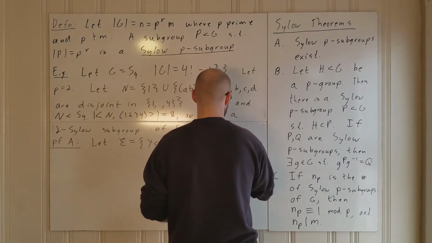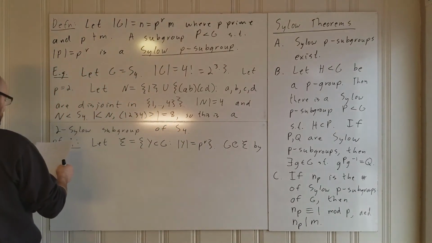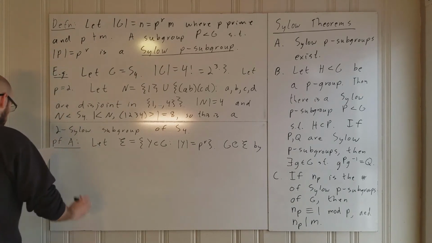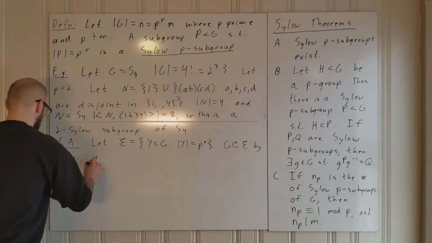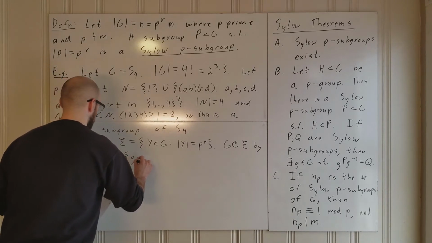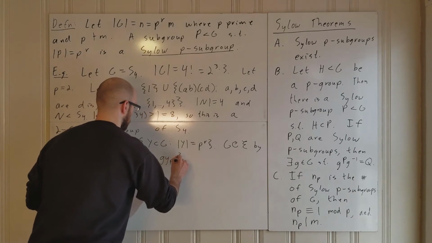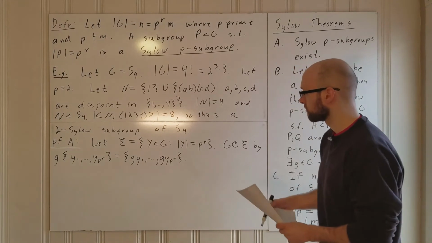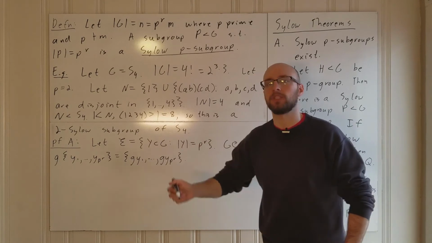Then G acts on script E by g applied to {y1, ..., y_{p^r}} equals {gy1, ..., gy_{p^r}}. And of course, as we talked about last time, this is a group action. And remember, Y here does not need to be a subgroup. It's just a set.